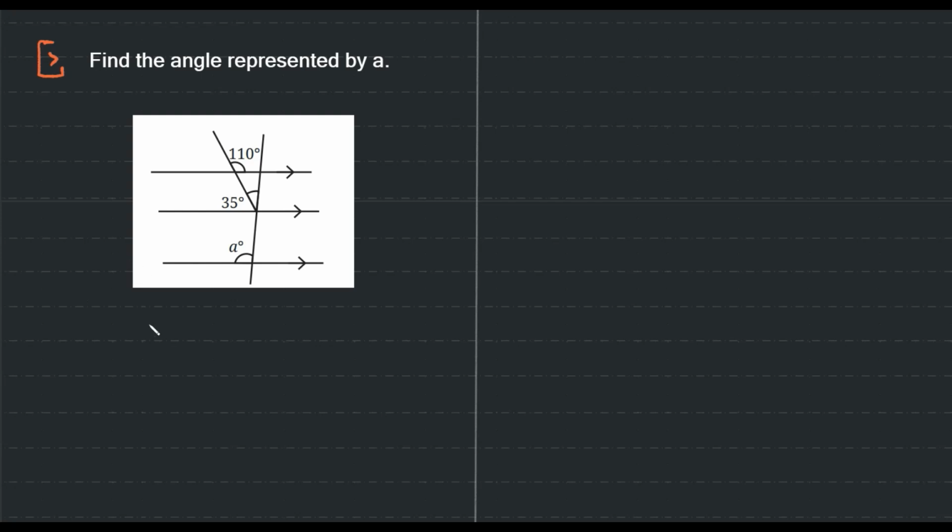So we are looking at finding A from this diagram. First thing is to identify the A, the parallel lines and the transversal line. That's the very first step. This is where A is parallel to this.